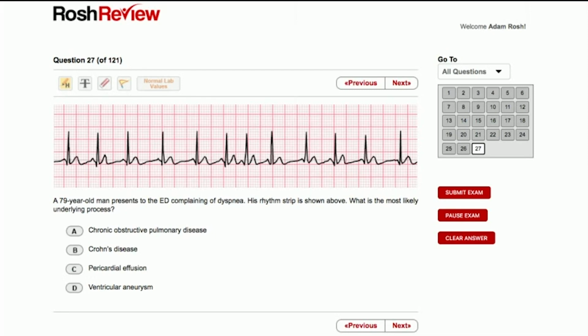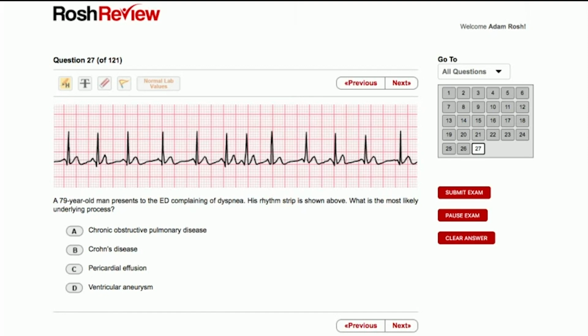Alright, so we have a 79-year-old man who presents to the emergency department complaining of dyspnea. His rhythm strip is shown above. What is the most likely underlying process? So this is a two-step, second-order question, and it begins with ECG interpretation. And once we interpret the ECG, we could then answer the question.